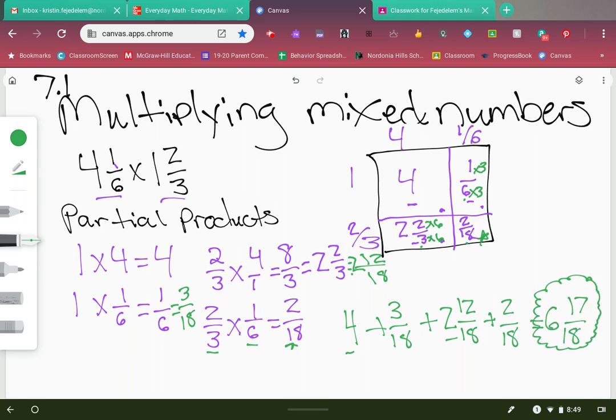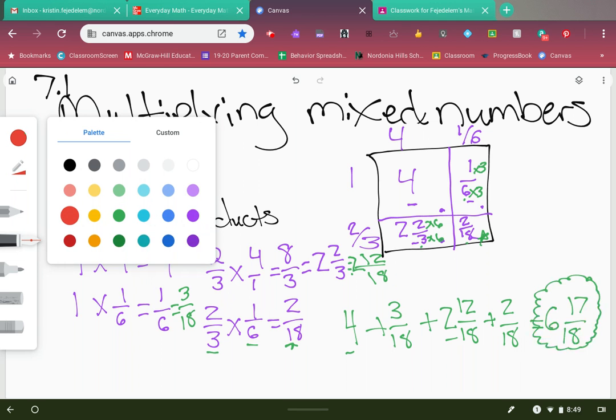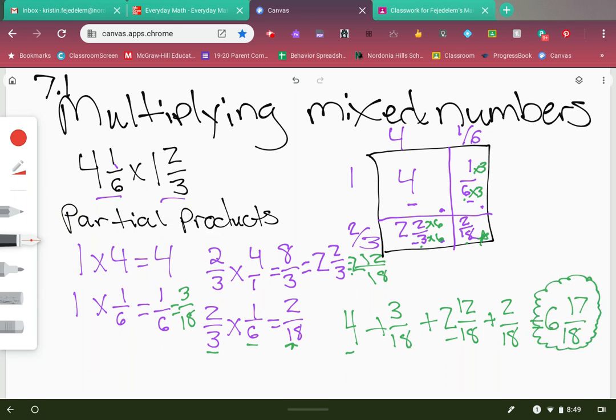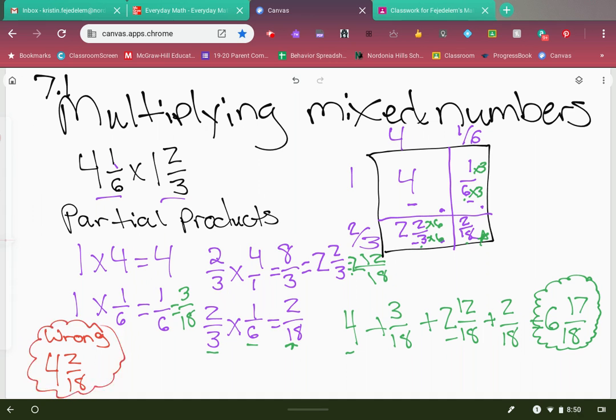Do not, my last warning, do not fall victim of the common mistake of just doing 4 times 1 is 4. I'm going to write wrong again. And 1/6 times 2/3 is 2/18. A lot of people will do that. Do not fall victim to that. Do not just multiply your whole number with your whole number and your fraction with your fraction. That is wrong. You must do the partial products in the area model to get the right answer.